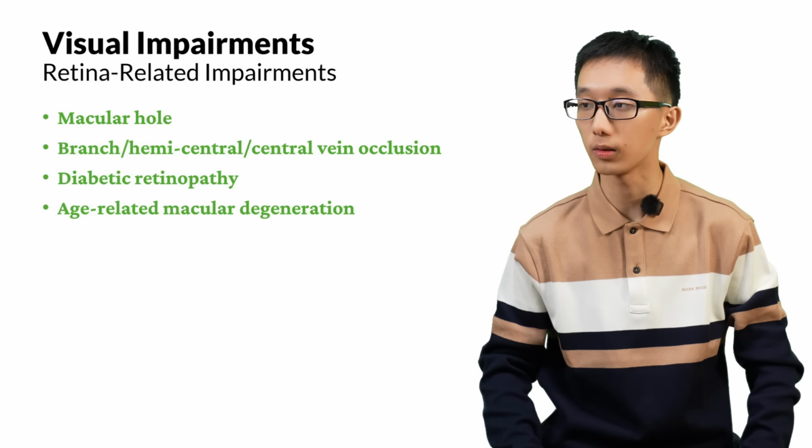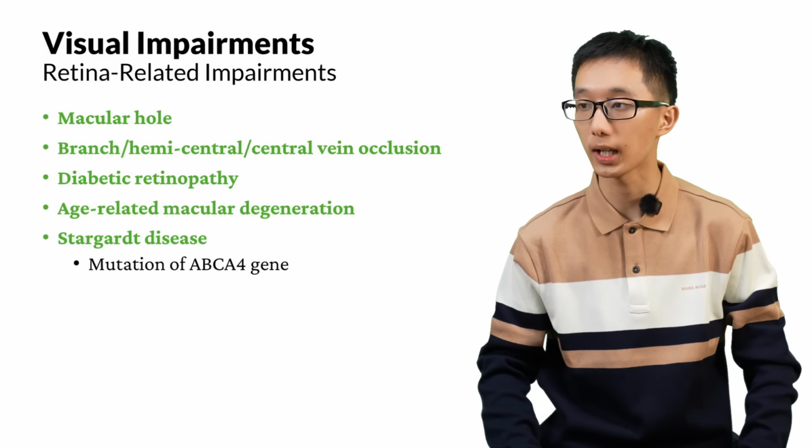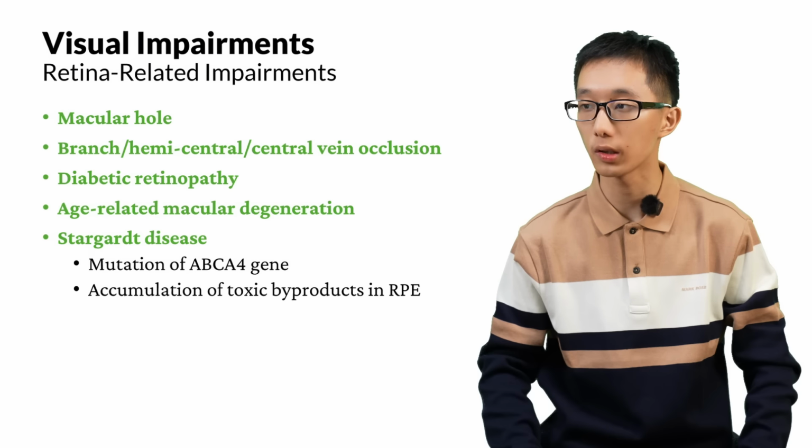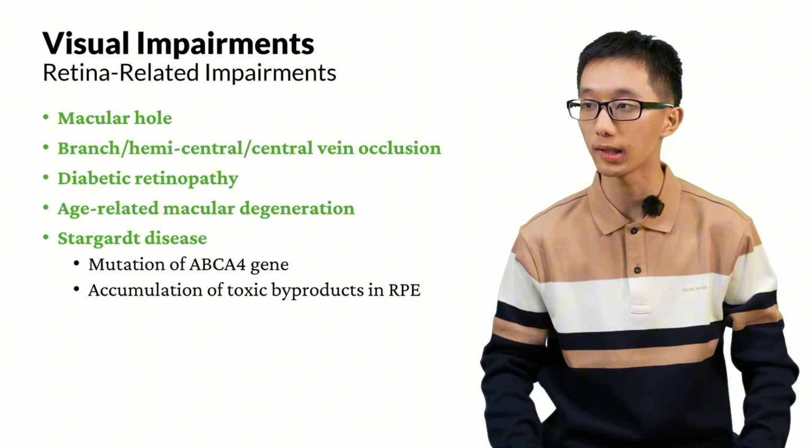Also, age-related macular degeneration is a degeneration of the macula as age advances. This usually manifests as a gradual loss of central vision. Stargardt disease. Stargardt disease is a congenital disease caused by a mutation of the ABCA4 gene. It causes an accumulation of toxic byproducts in the retinal pigment epithelium, which is just outside the retinal photoreceptor layer. These toxic byproducts will harm the retinal pigment epithelial cells as well as the photoreceptors.